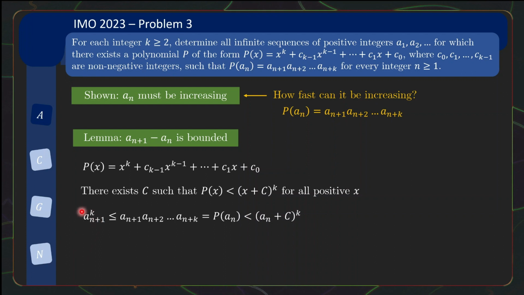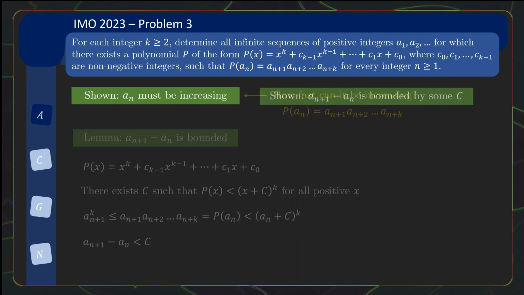So we do have this k power here, a_{n+1} to the power k. By the fact that the terms are increasing, we have this inequality. And this is precisely our polynomial, which we have bounded here by this inequality to be (a_n + c) to the power of k. And now why it makes sense to consider this form is because we now have powers of k, and we can take the kth root and move the a_n over, and then we have that the successive difference is bounded by c. So this is the proof of our lemma. It's a very elegant proof.